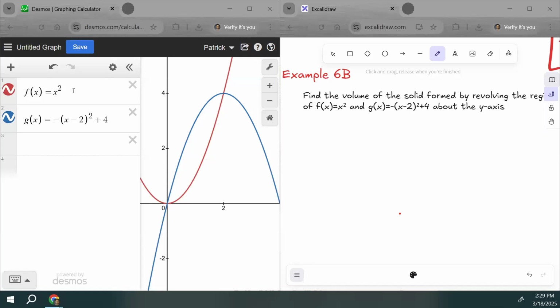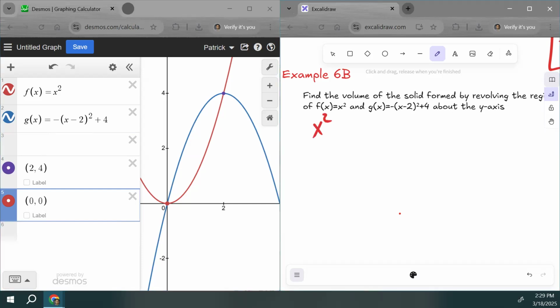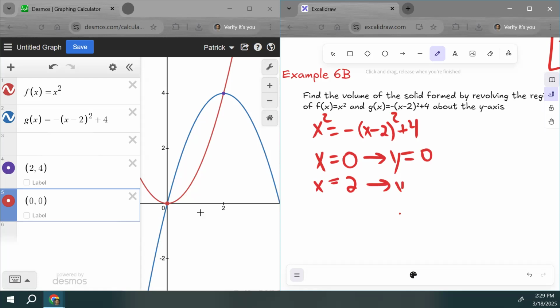So we have our region graphed here in Desmos, with the two functions graphed. What I'm going to do is click and get the intersection points right here. If you have x squared equals negative quantity x minus 2 squared plus 4, you would have x equals 0 and x equals 2. But we're going to need the y values. When x is 0, y is also 0. Forgot to put my y on there. And when x is 2, y equals 4 in either case.